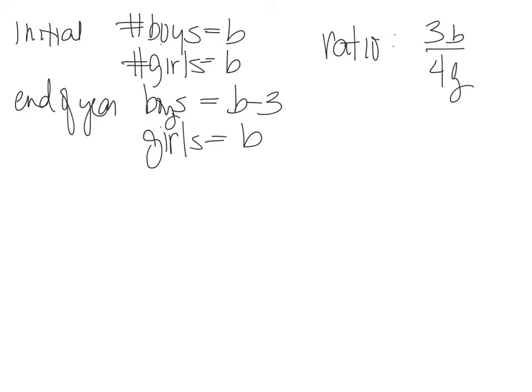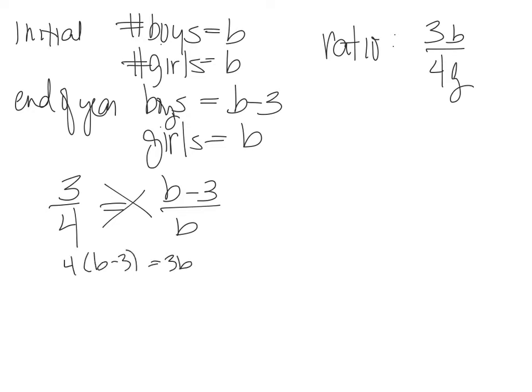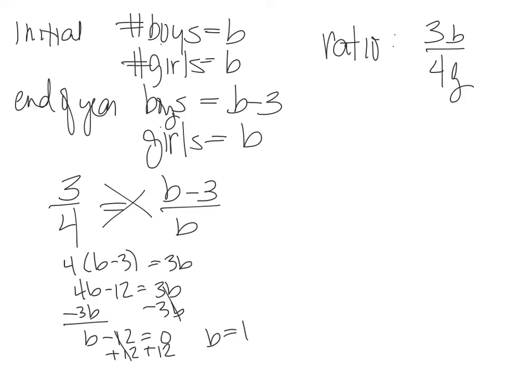All right, so let's set up our ratio and see if we can solve. I usually keep my ratios in fractions, 3 boys over 4 girls, so B minus 3 over B. I always cross multiply when I have fractions. So 4 times the quantity B minus 3 equals 3 times B. Distribute. Subtract 3B from both sides. Gives me B minus 12 equals 0. Add 12 to both sides. I get B equals 12.